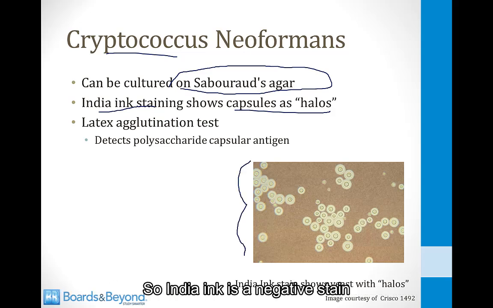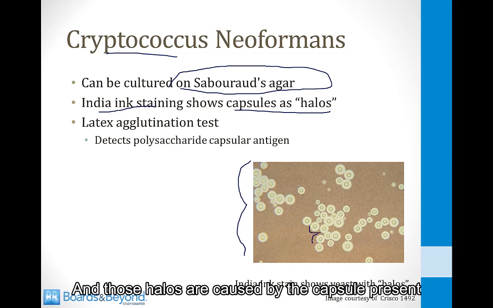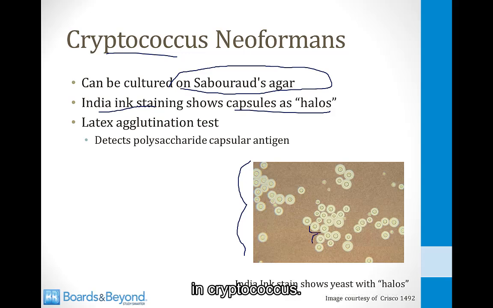So India ink is a negative stain. It makes the background dark so that the yeast stand out. And you can see that all these little circles have these halos around them, and those halos are caused by the capsule present in Cryptococcus.